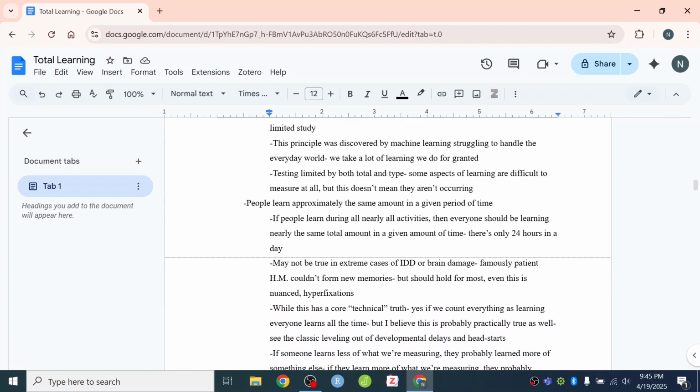And while this principle that people learn approximately the same amount in a given period of time has a core technical truth, yes, if we say that everything is learning and leads to learning, then everyone learns all the time and everyone learns the same amount. But that's on a technical level. However, I believe that this is probably also practically true as well. That it's not just that, yes, technically people do the same amount of learning, that people really do a similar amount of recognizable learning, of impactful learning, when you take the whole into account.